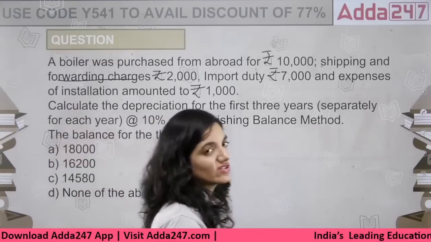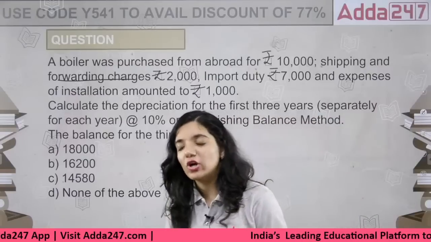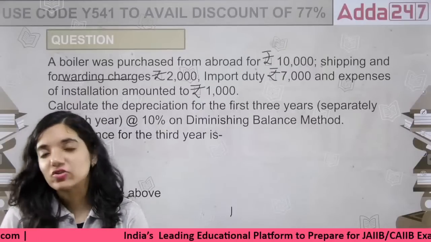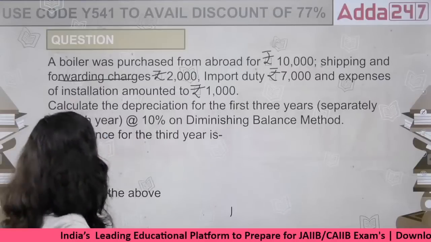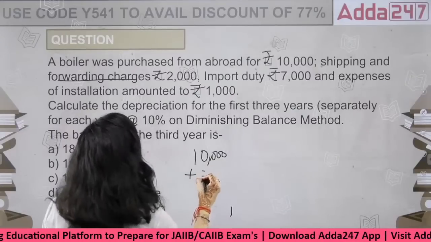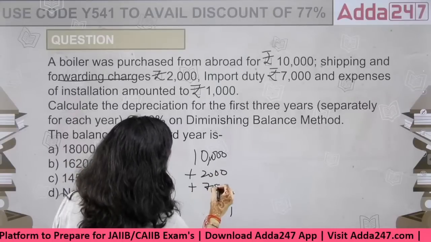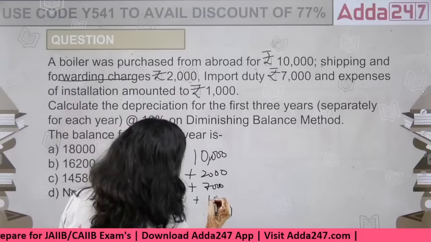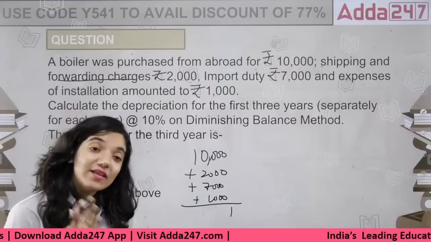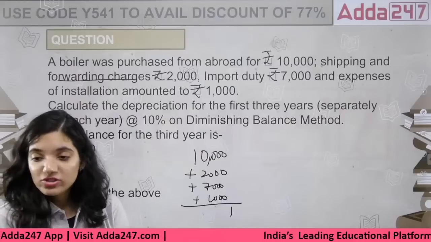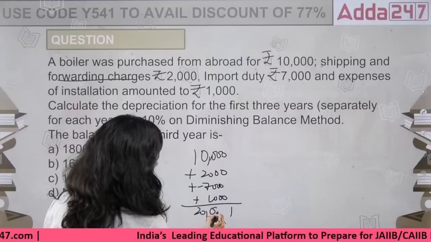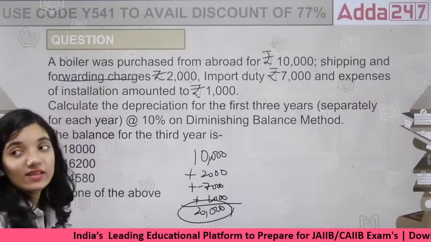Now here we are putting two things together. We are learning the topic of depreciation, along with this the concept of capital expenditure, the expenditure which we incur on various assets. So that would be 10,000 plus 2,000 plus 7,000 plus 1,000. The total amount which we have spent till the moment when the asset is ready to use, what is the amount? It would be 20,000. This means this asset will cost us 20,000 all in all.